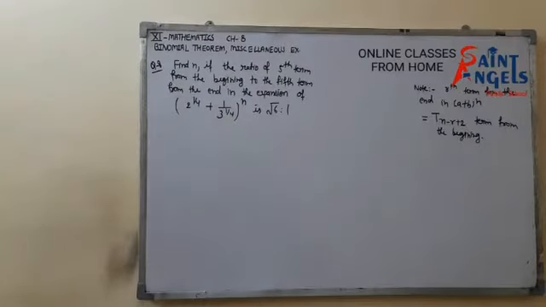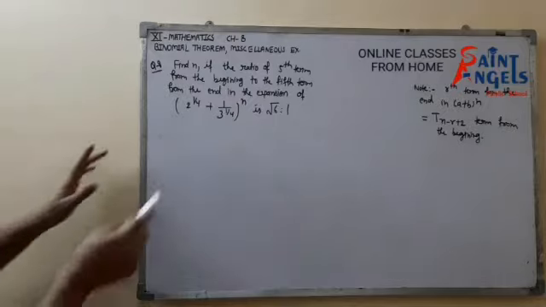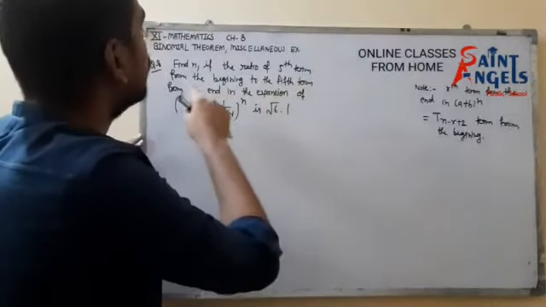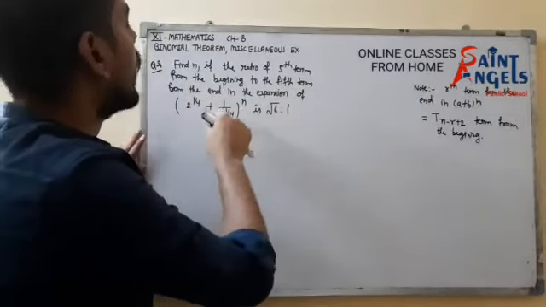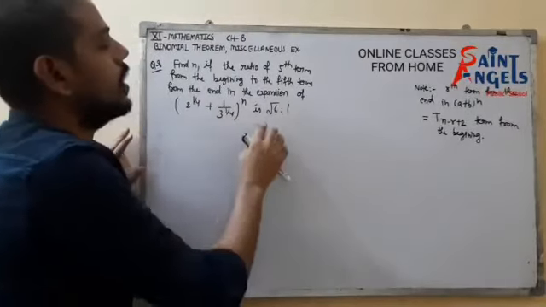Now look at question number 8. Question number 8 is: find n if the ratio of the fifth term from the beginning to the fifth term from the end in the expansion of this is root 6 to 1.